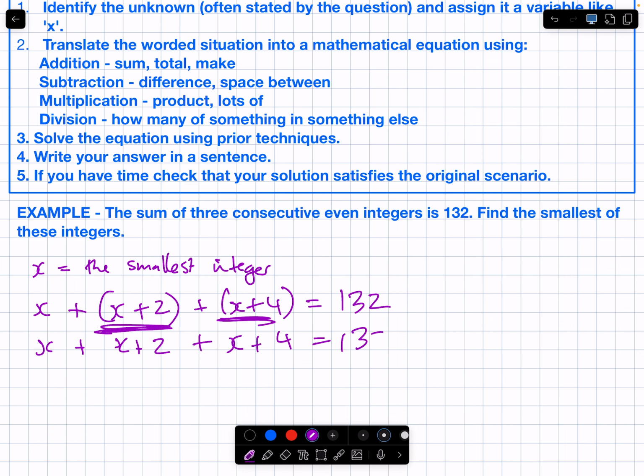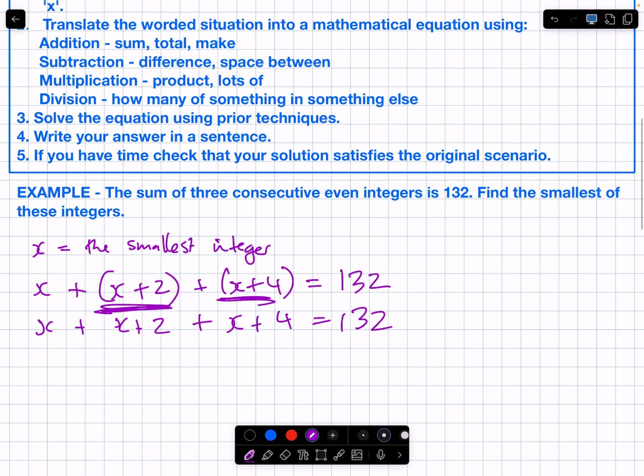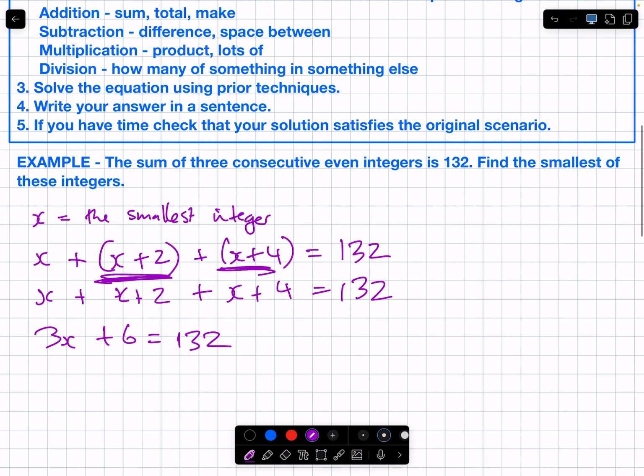Equals 132. How many x's do I have on the left-hand side? 3. I have 3 x's. How many numbers do I have there? 2 and 4 is 6? Does this look like something familiar? How do I get rid of the plus 6? Minus 6 from both sides. 3x is going to be 132 minus 6, 126, is it?